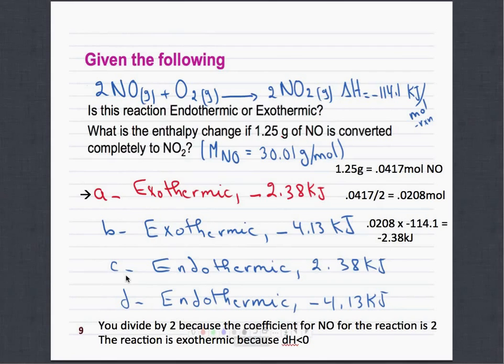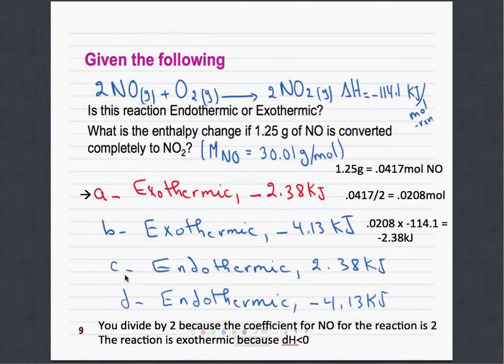Now I have the mass, so I'm going to change it into moles, the number of moles, by dividing the mass by the molar mass, which is given to you as 30.01 gram per mole. And the answer is going to be minus 2.38 kilojoules. Okay? Now we're going to move on.